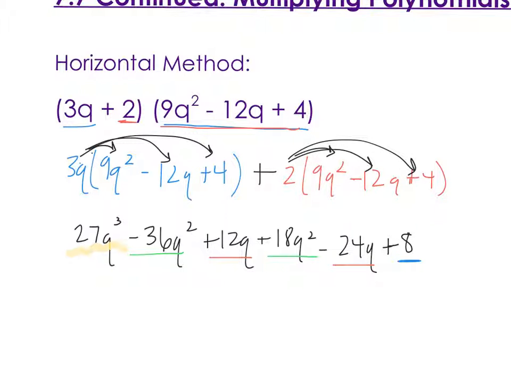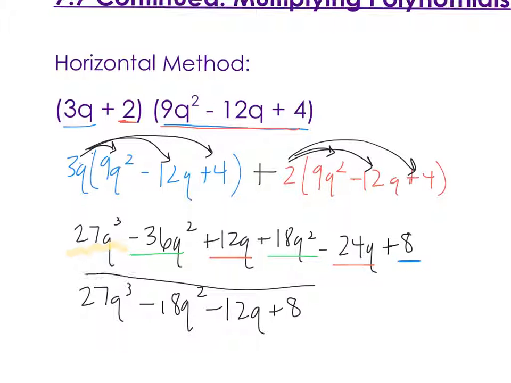So I'm going to put together some like terms. My 27q cubed stays as it is, and negative 36q squared and positive 18q squared give me negative 18q squared. 12q minus 24q gives me a negative 12q. And then I just have plus 8, so that just can attach on at the end. So that would be my final answer of multiplying a binomial by a trinomial using the horizontal method.